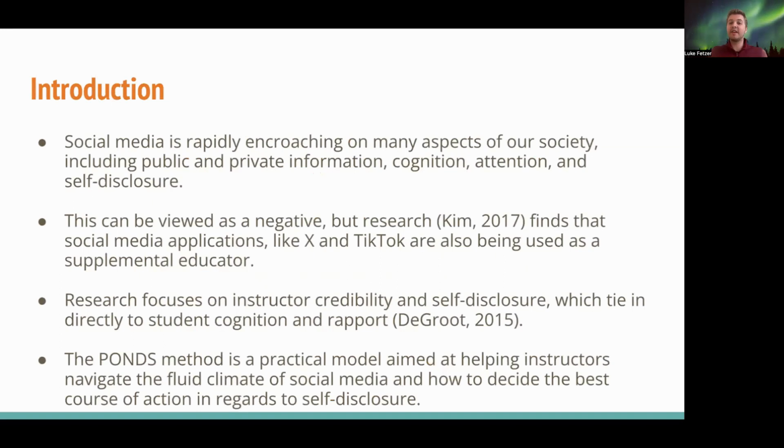What is the literature that supports it? We have to understand what is going on with social media at large. Social media is rapidly encroaching into many different aspects of our society right now. So public and private information: how does it affect cognition? How does it affect our attention span? And are we more or less likely to self-disclose with the stuff that we put on social media, or do we feel more inclined to self-disclose because of other people doing it on social media as well?